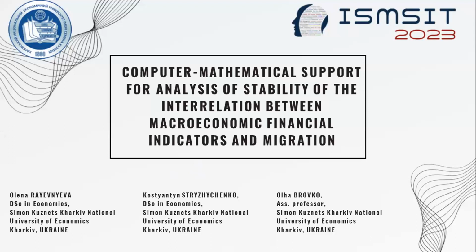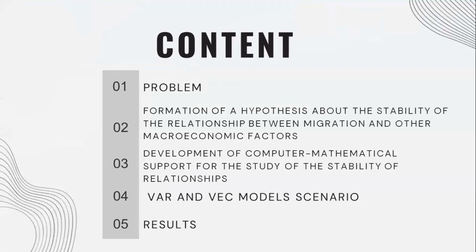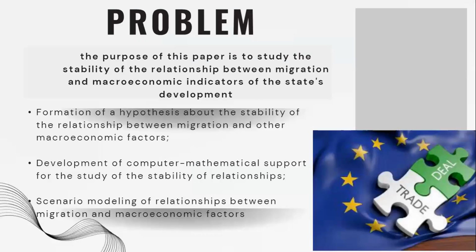My name is Konstantin Strizhichenko. We are presenting our paper, Computer Mathematical Support for Analysis of Stability of the Interrelation between Macroeconomic Financial Indicators and Migration. We are from Kharkiv National University of Economics. In this paper, we discuss the VAR and VEC models scenario for the influence of migration on the macroeconomic factors.